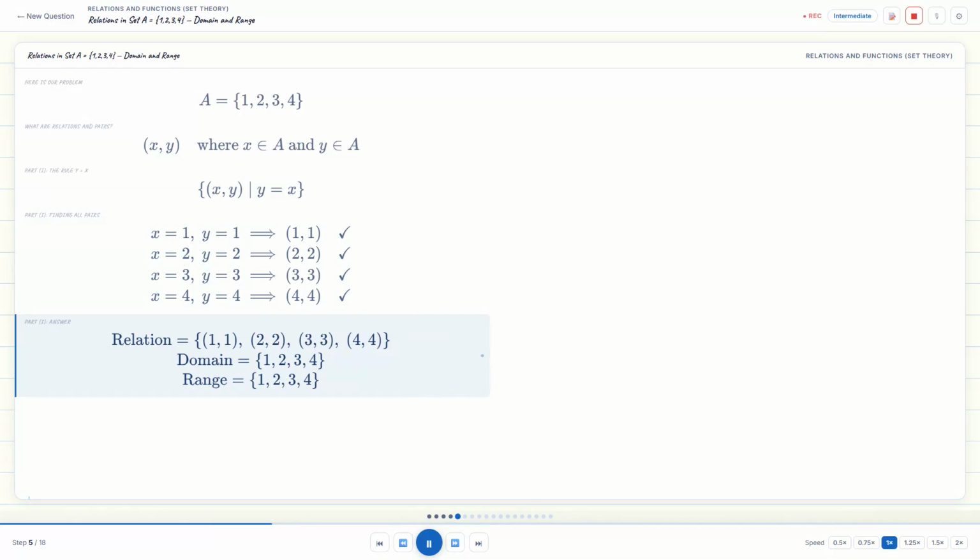Here is our answer for part 1. The first numbers are 1, 2, 3, 4. That is our domain. The second numbers are also 1, 2, 3, 4. That is our range.